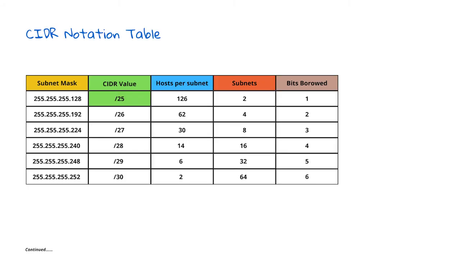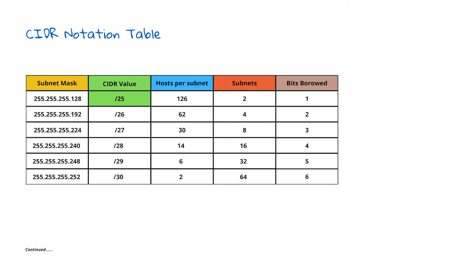Now, if you're someone like me, you probably would have observed that there's a pattern between borrowed bits, slash notation, and the subnet value. When you borrow 1 bit, you create 2 networks. When you borrow 2 bits, you create 4 networks. So the more bits you borrow, your subnets increase, but your hosts per subnet decrease.